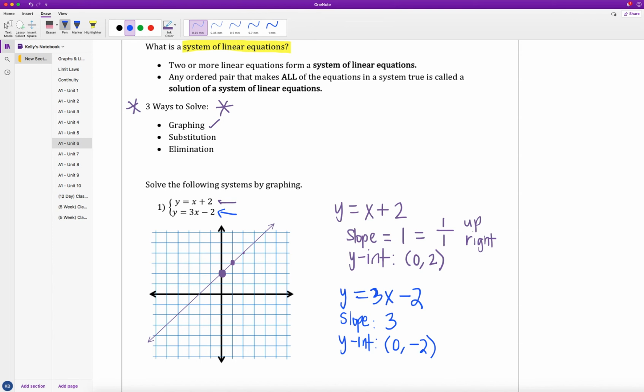So to graph this, I'll go down to (0, -2) and put a point. What 3 means is that I'm going to go up 3 and then to the right 1, since I can rewrite 3 as 3 over 1.